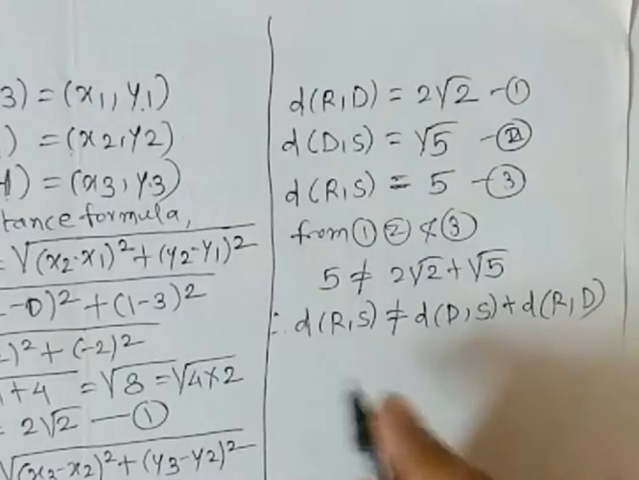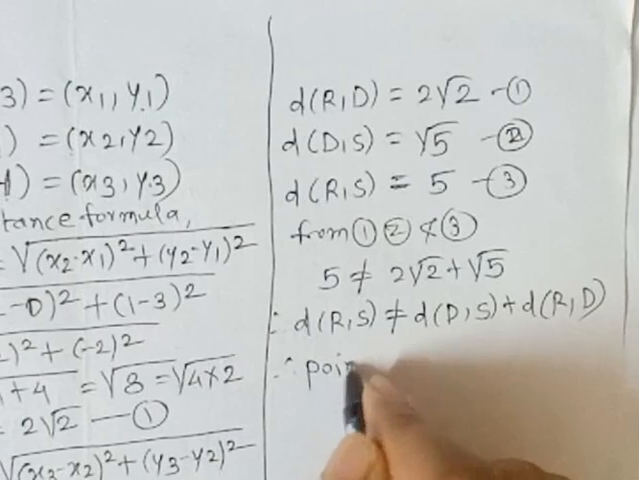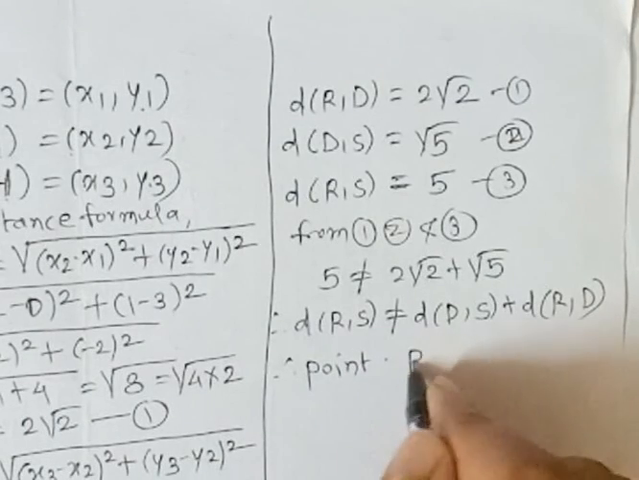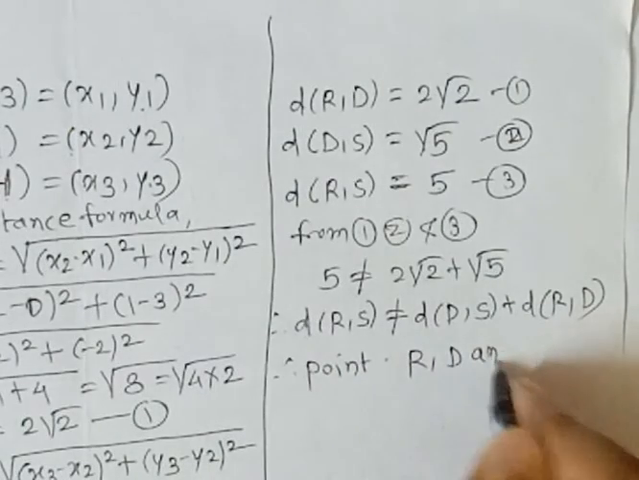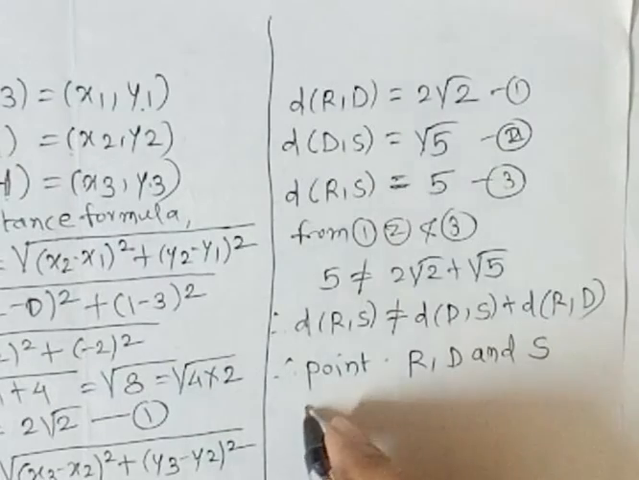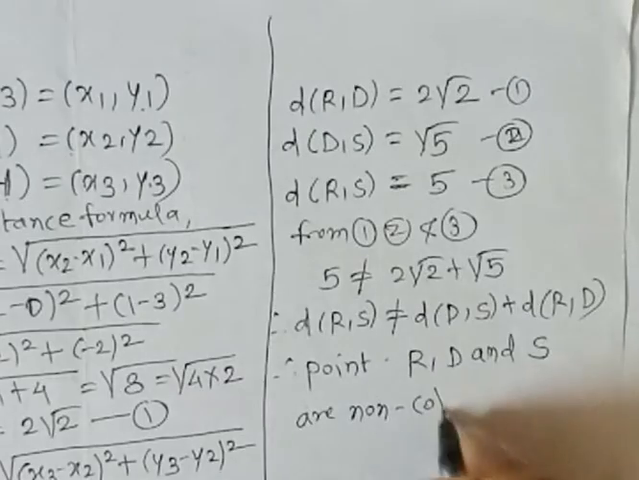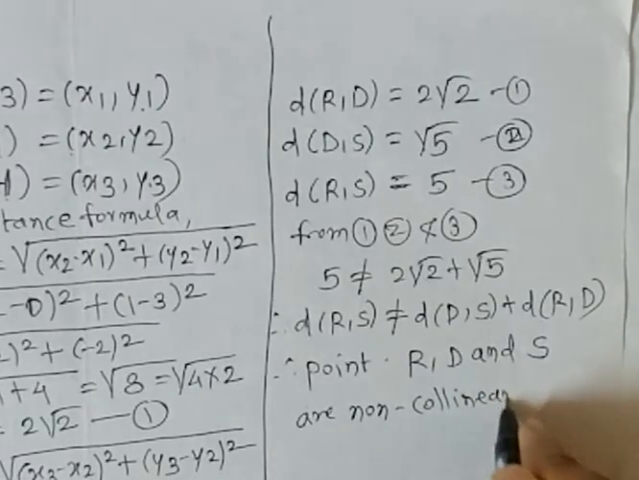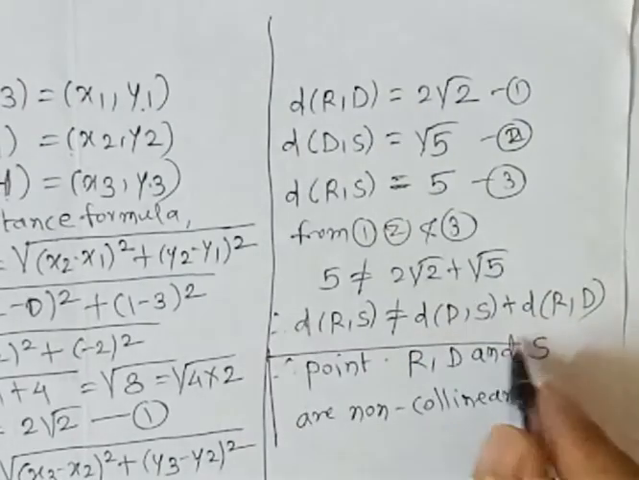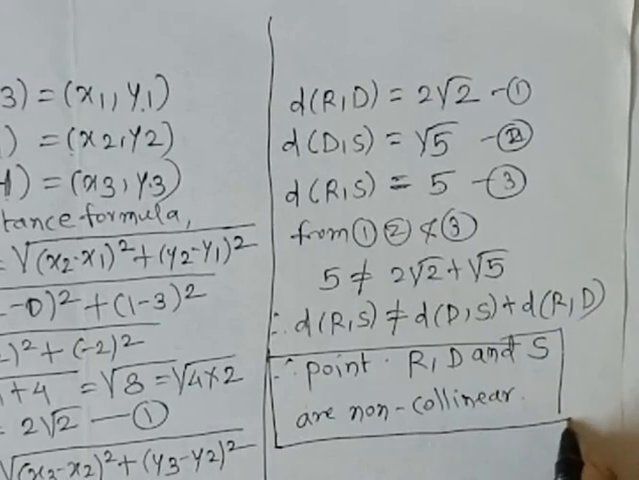And therefore points R, D and S are non-collinear, or they are not collinear points. That is your last answer. Very easy.